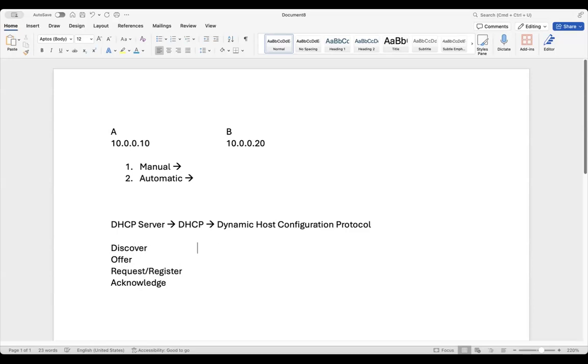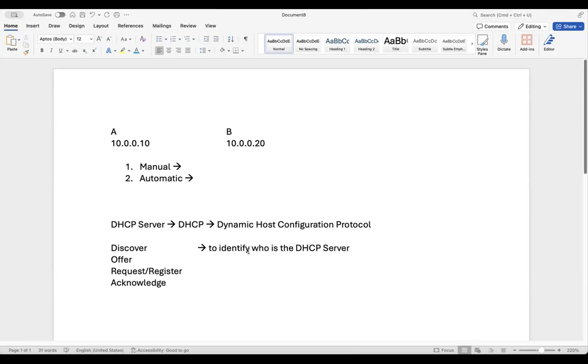What is the discover message? When the client machine boots up, it needs to have an IP address, but the user has configured this machine to get the IP address dynamically. First of all, it needs to know, where is my DHCP server? For that, the DHCP discover message is transmitted. So the discover message is to identify who the DHCP server is. This is the main intention of it.